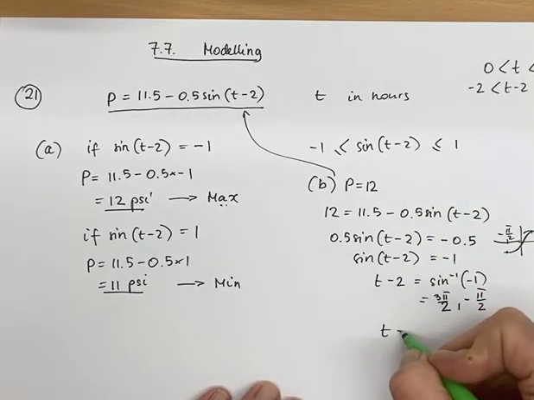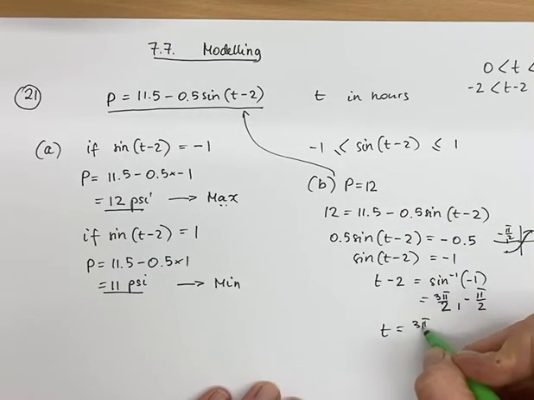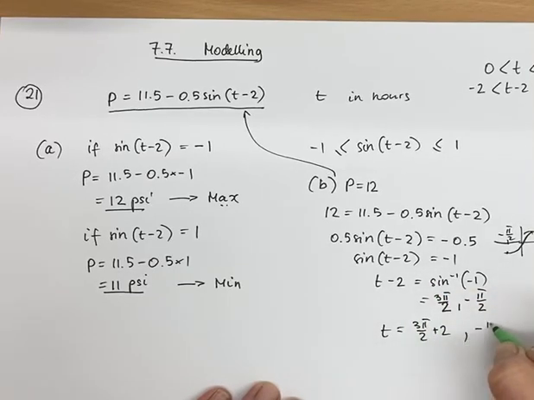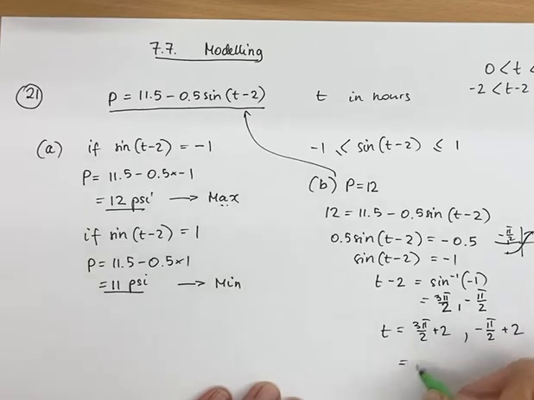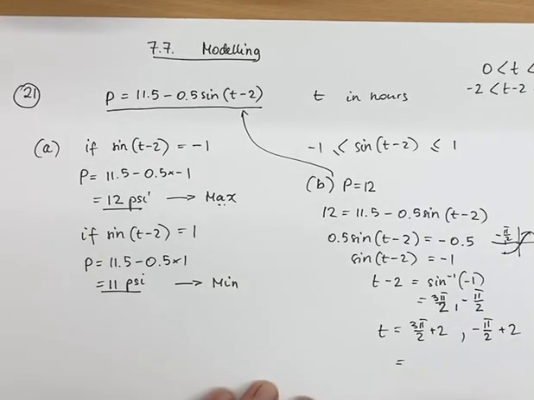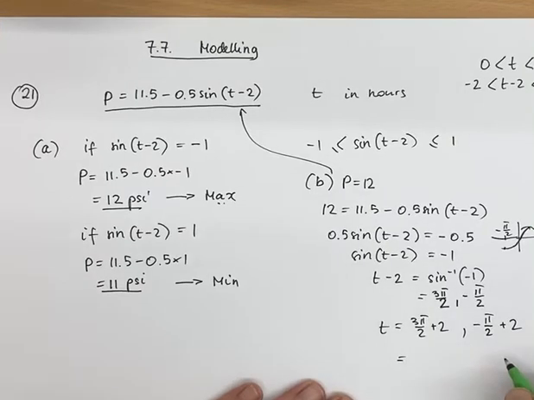So t is equal to 3 pi over 2, let's add the 2 to that for my first value, and then minus pi over 2 plus 2 for the second value. If you work out this one here, I haven't got a calculator, that will give you 26 minutes, because this is going to be 0.43 hours.